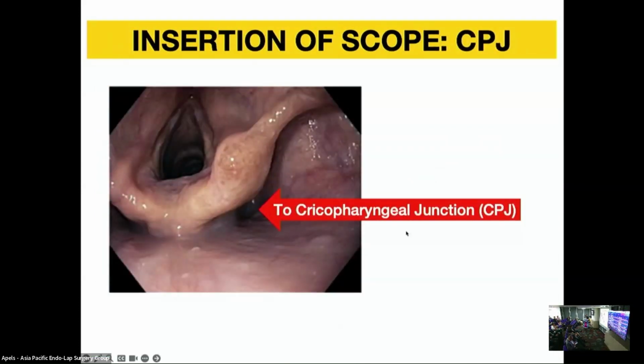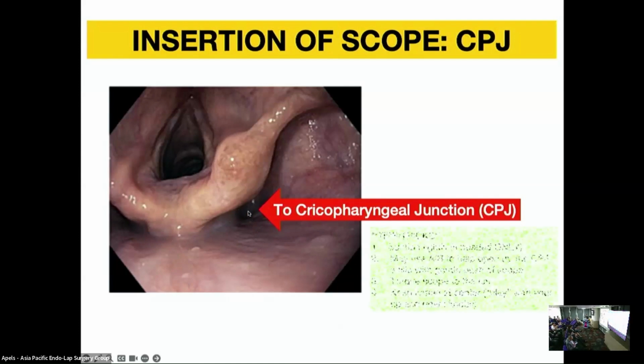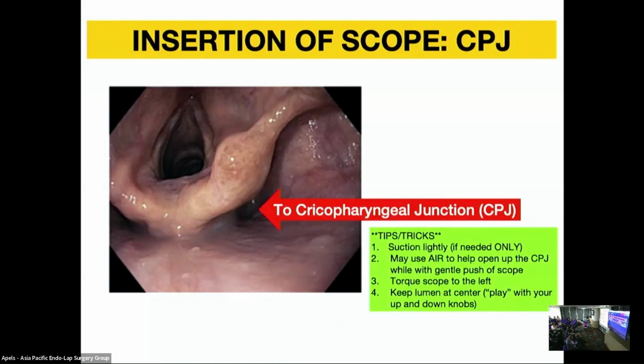So there, this is the CPJ. Once you go there, you can also go here, but I prefer to go here. So once you are already looking at the CPJ, you can use your air to help open up the CPJ, or cricopharyngeal junction, and then push your scope slightly.